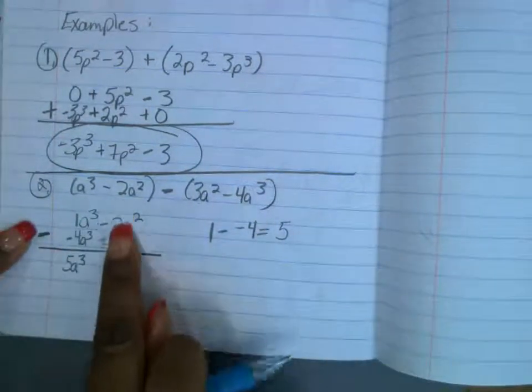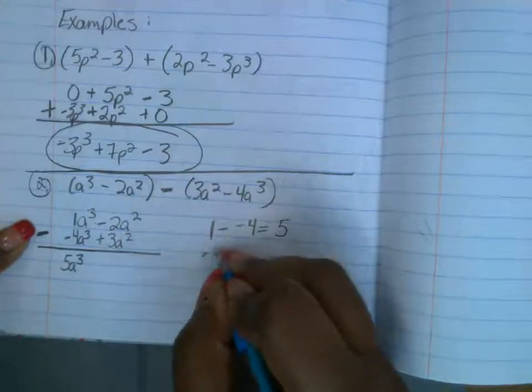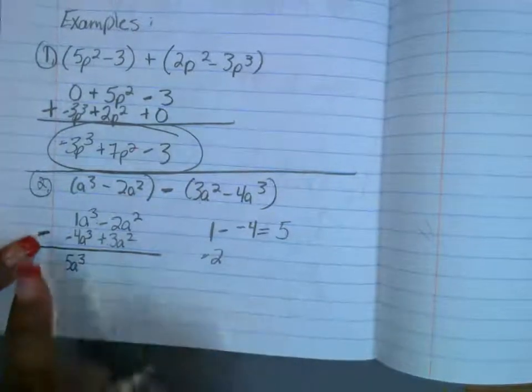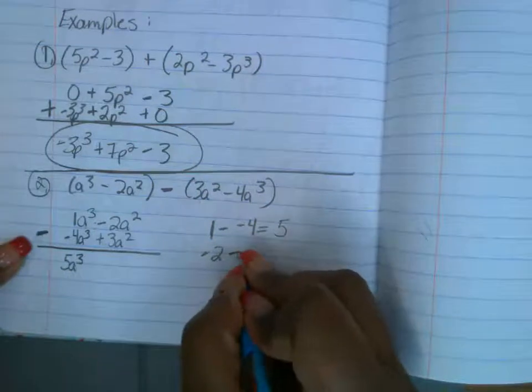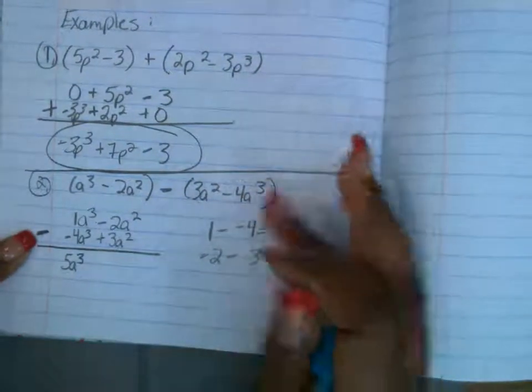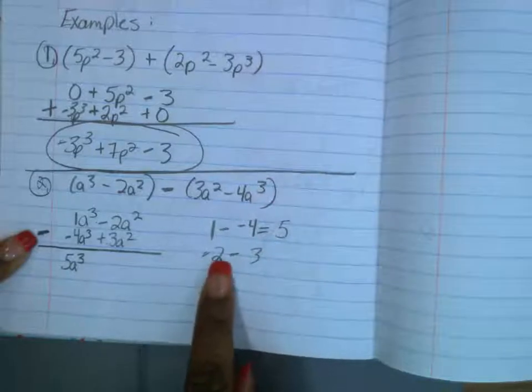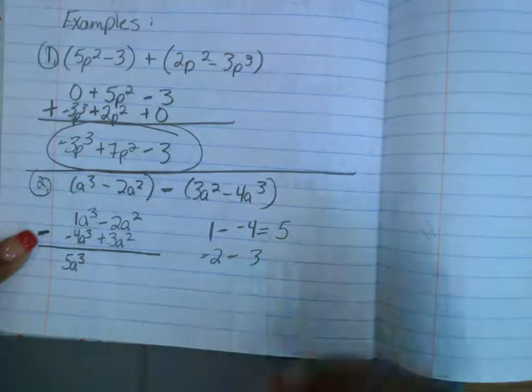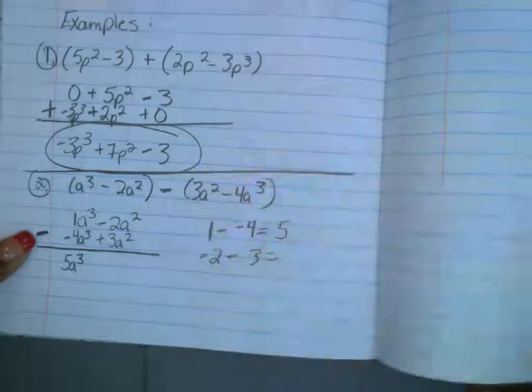And let's do this one. We have negative 2 minus, is what we're doing, 3. What does this give us? What's negative 2 minus positive 3? What does that give me? I can't hear you, baby.